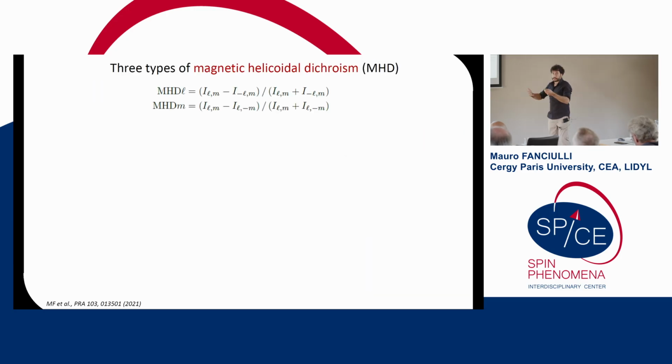Therefore, now you can start to take differences when you change some parameter in this experiment, and you end up with the types of dichroism, which we call magnetic helicoidal dichroism: L, when we switch the value of L, the orbital angular momentum of the light, or M, when you switch the sign of the magnetization, because this also can be done, of course.